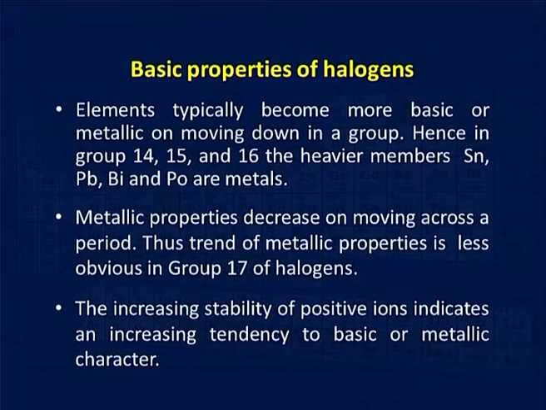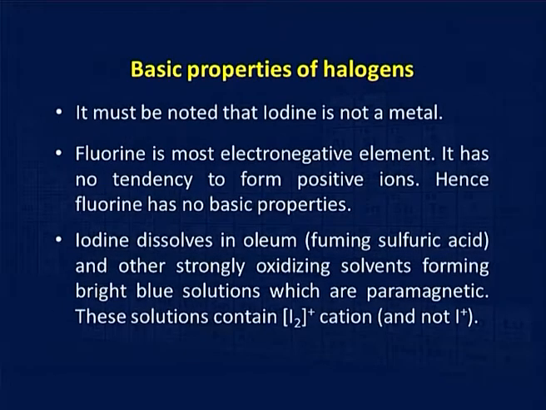Now, come to the topic basic properties of the halogens. The elements typically become more basic or metallic on moving down a group. Hence, in groups 14, 15 and 16, the heavier members like tin, lead, bismuth and polonium are metallic in nature. The metallic properties decrease on moving across a period. Thus, the trend of metallic properties is less obvious in group 17 of halogens. The increasing stability of positive ions indicates an increasing tendency to basic or metallic character. It must be noted that iodine is not a metal, yet we have discussed it.